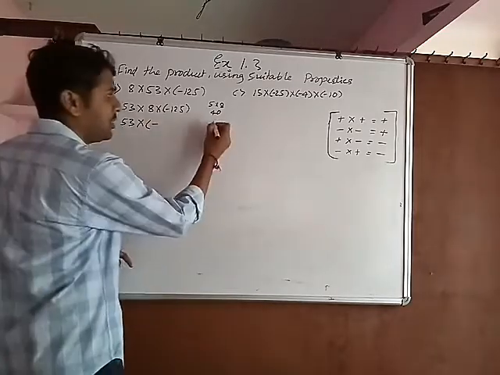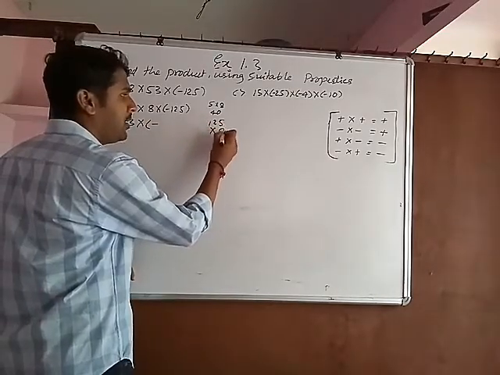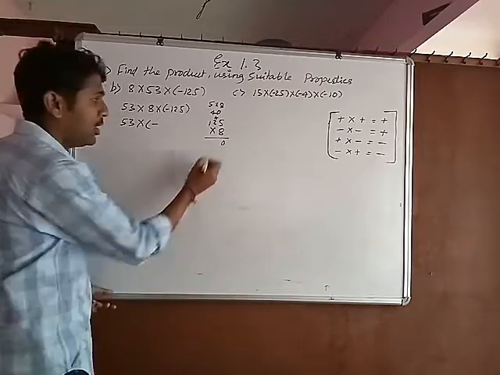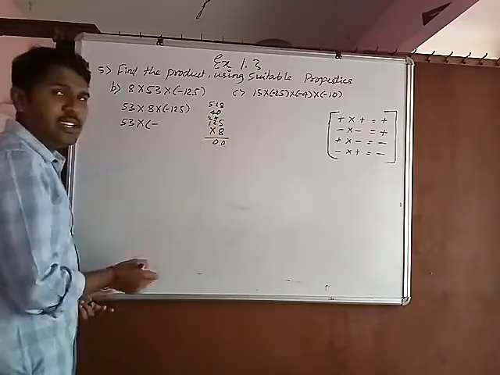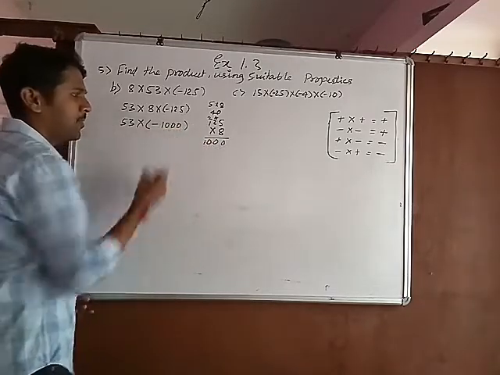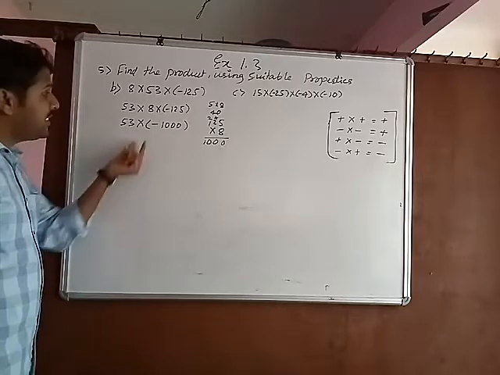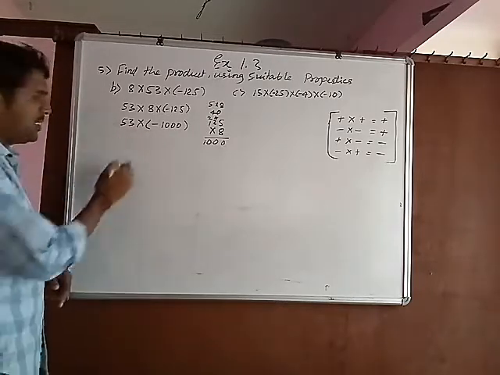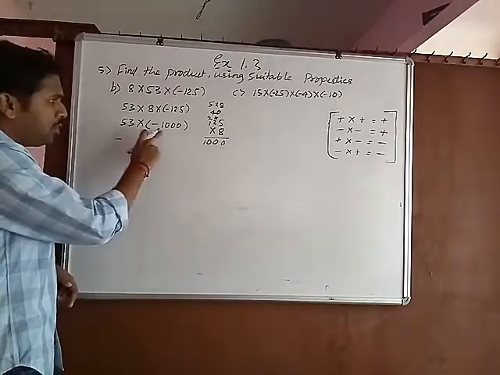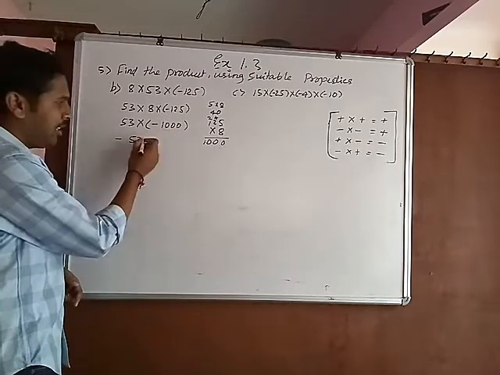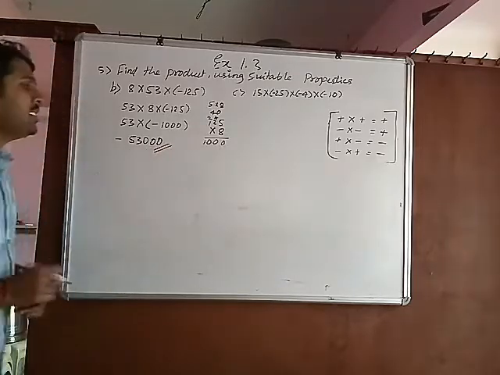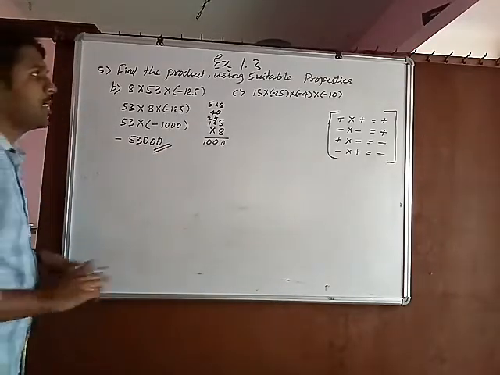125 into 8, how much? 125 into 8. 8 5s are 40. 8 2s are 16. 16 plus 4, 20. 8 1s are 8 plus 2, 10. So what is the answer? 1000. So now it is easier, no, multiplication. Plus into minus, minus 53 into 1000. Just multiply for 1. 53 into 1, 53. Remaining 3 zeros as it is. So what is the answer? Minus 53,000. Okay. So next Cth one.